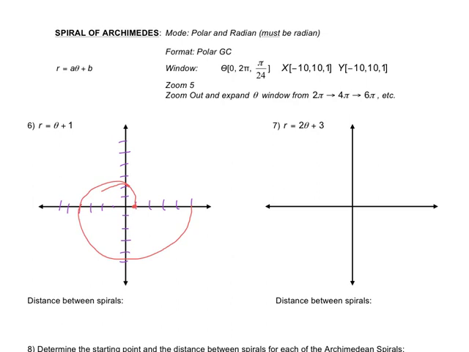Let's see what happens. What I want to do now is go back to your window and change the theta max to 4 pi. And then hit zoom 5 again. You're going to see that our graph continued. It continued going around like that, except better.